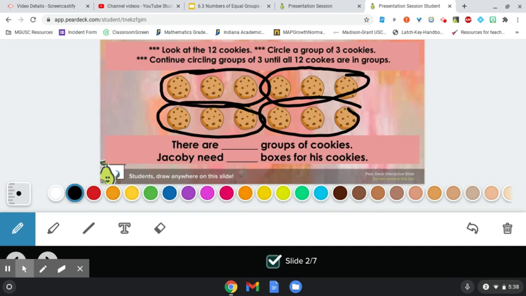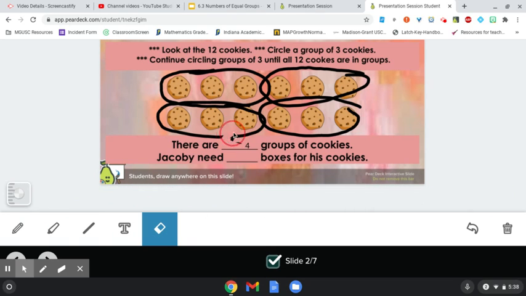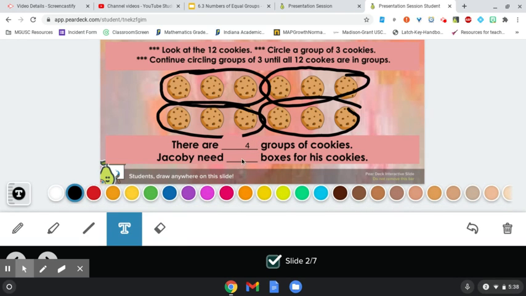So how many groups do we have on here? If you said 4, you are correct. I'm going to erase that because I did not like the way that turned out. 4. And then that means that Jacoby would need how many boxes for his cookies? Which is also 4.